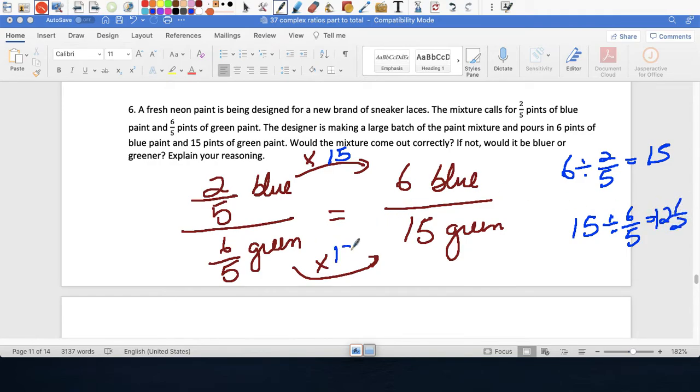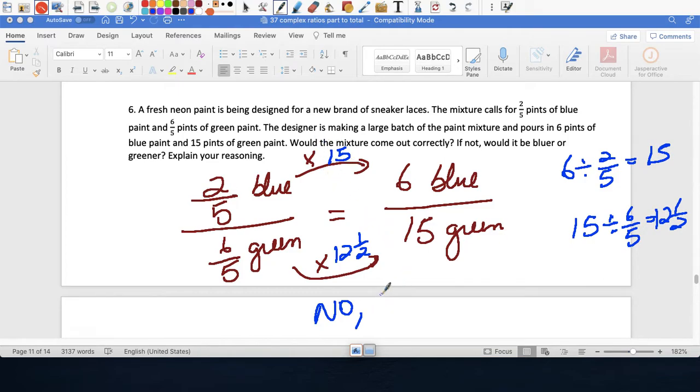So, did they use the same multiplier? Did they keep this proportional? No. What did they do? They used a little bit more blue. Both should have been 15 or both should have been 12 and a half, but they didn't do that. So they used more blue here.